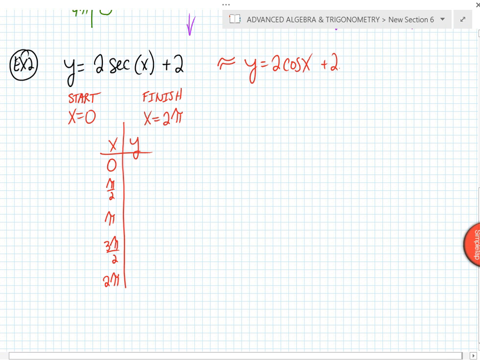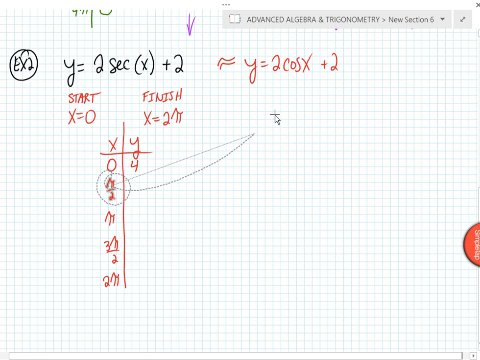Now be careful, be extremely careful. If I take 0 and I plug 0 in, cosine of 0 is 1. 1 times 2 is 2. 2 plus 2 is 4. So we get the coordinate 0, comma 4.